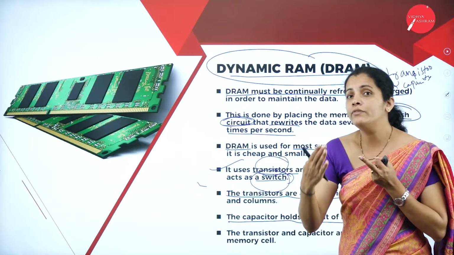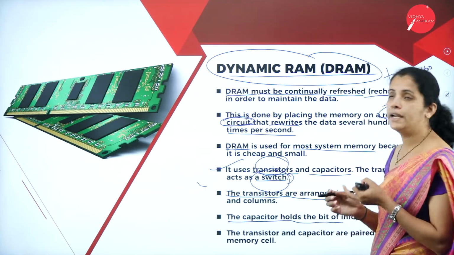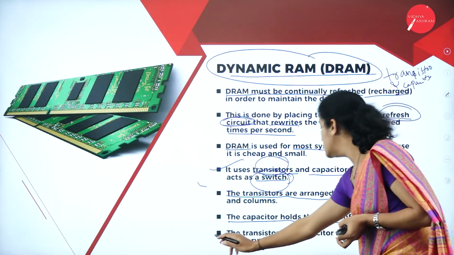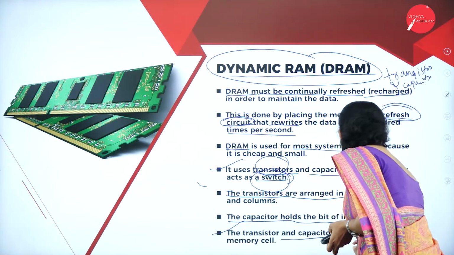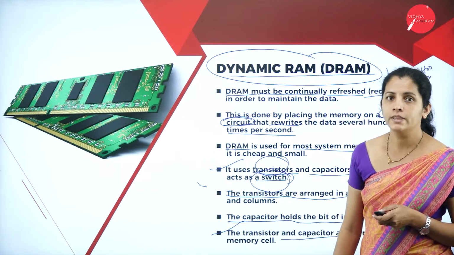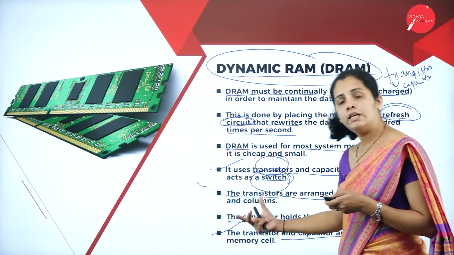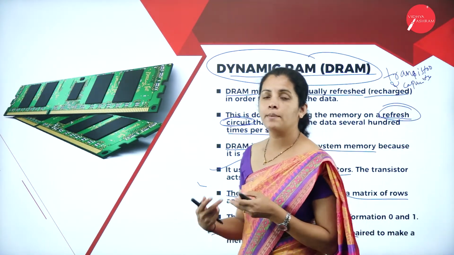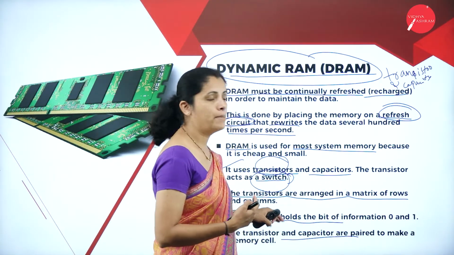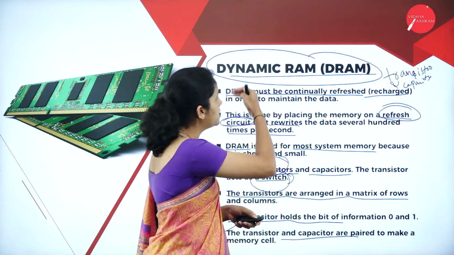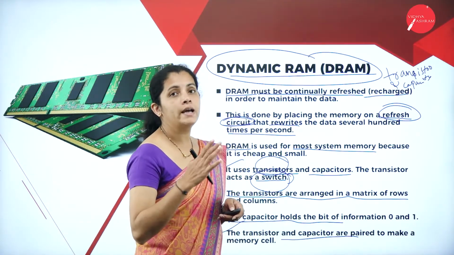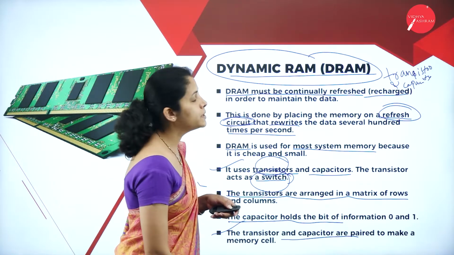In which kind of data? That is binary data, that is in the form of zeros and ones. The transistor and capacitors are paired to make a memory cell. That means here both the transistor as well as capacitors are combined in order to make a memory cell. These are some of the characteristics or features of dynamic random access memory.